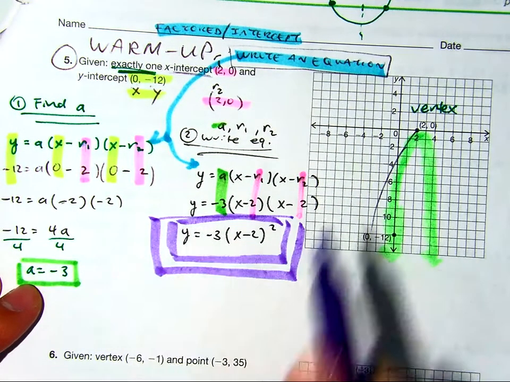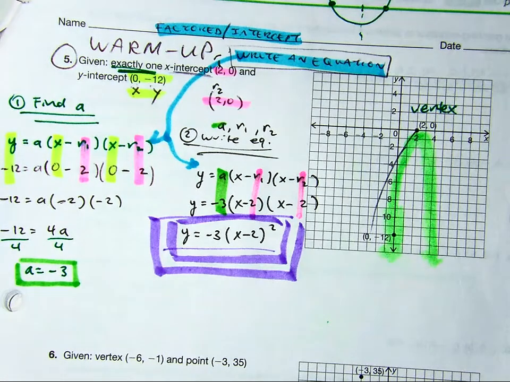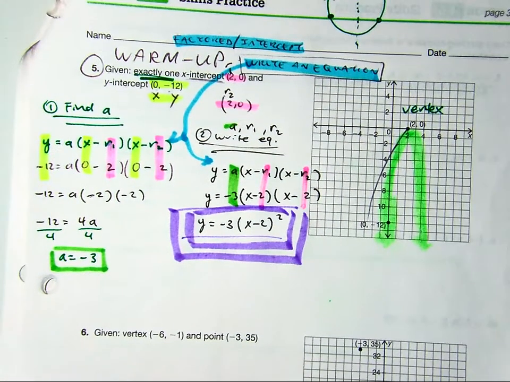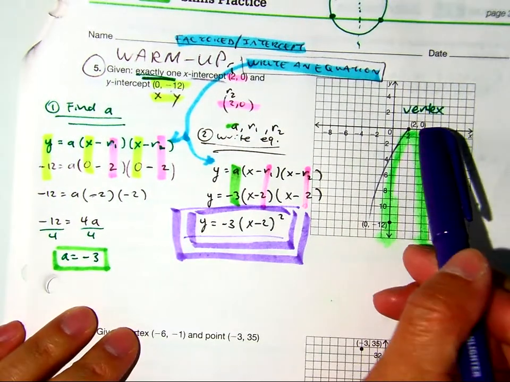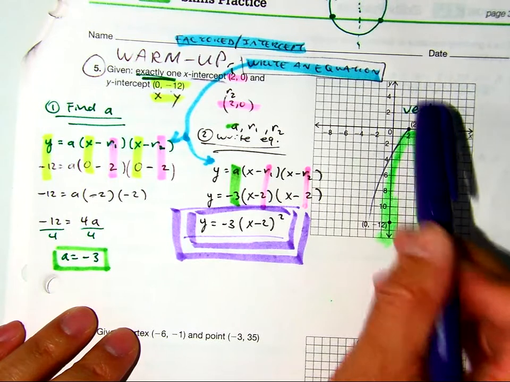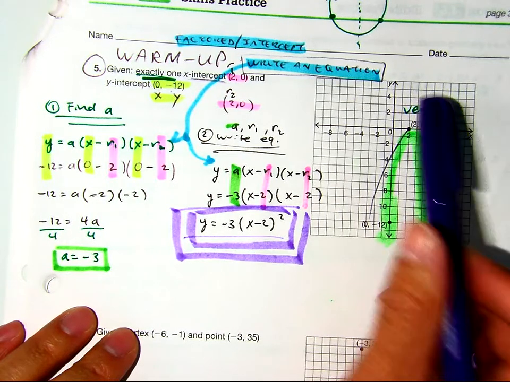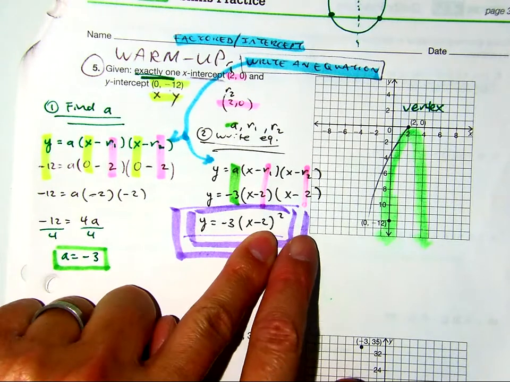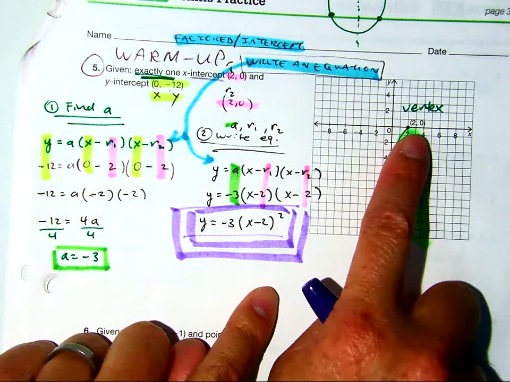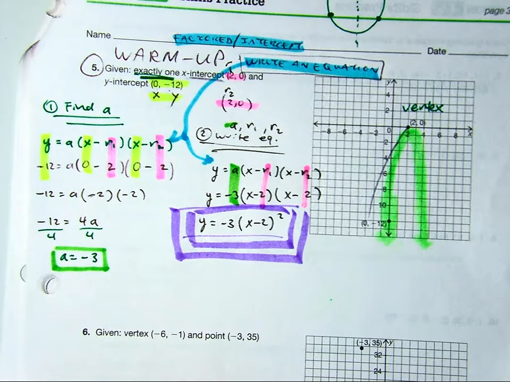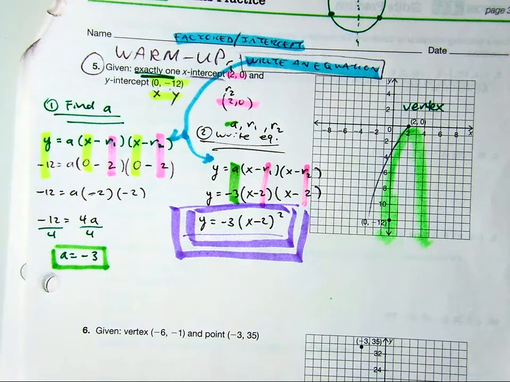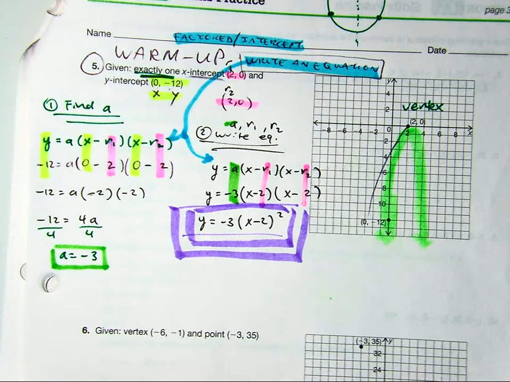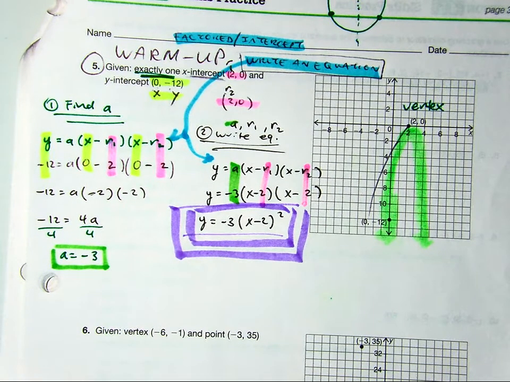A couple of notes on this problem. If you recognize that this was in vertex form, you can actually choose vertex form to solve that. And you would have gotten actually the same equation. You can actually see it. (2, 0) is your vertex. So this one I wanted to show you through factored or intercept form. And the reason why is because there's some other equations in here that you have to write just like that.